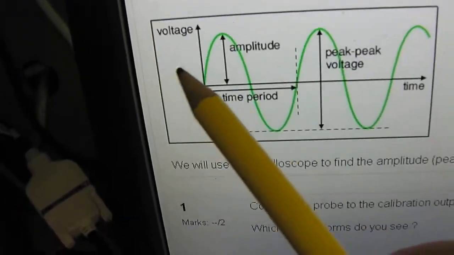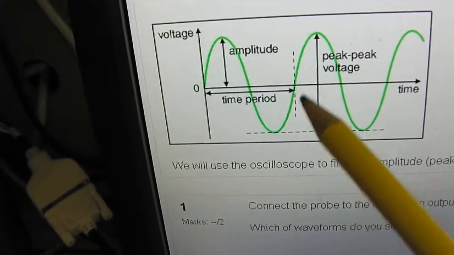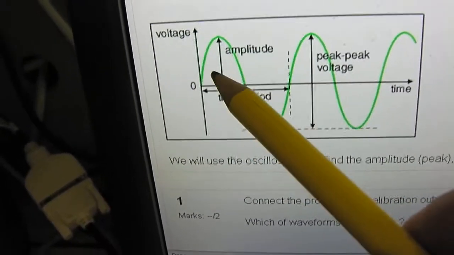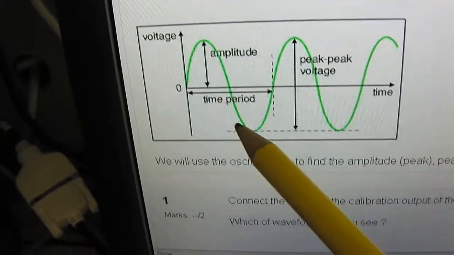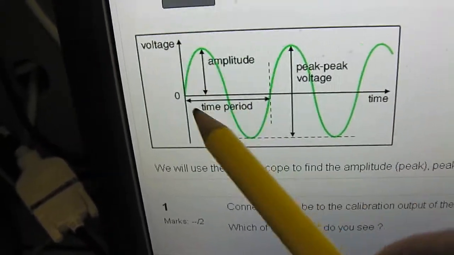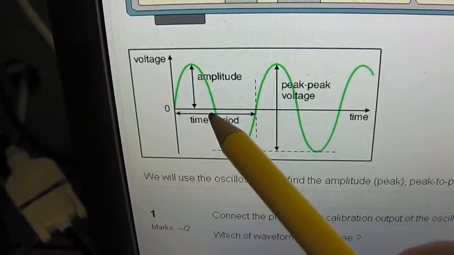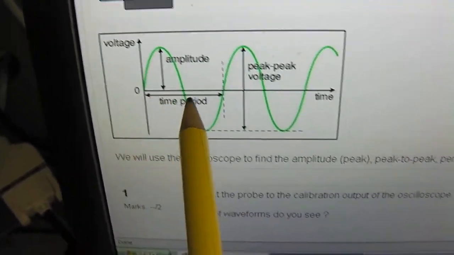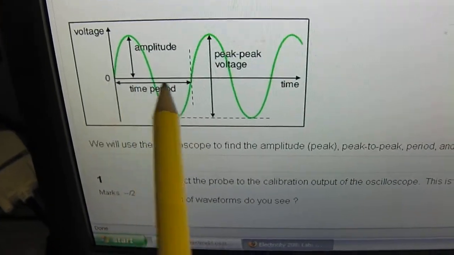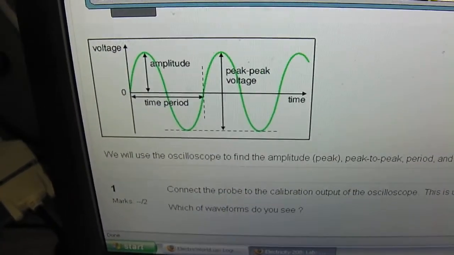Like we can measure the amplitude of a changing signal. In other words, how high a voltage does it go and how low does it go? That's called amplitude. How much does it change up and down? And then we can also measure time as well. That would be the period of our wave.